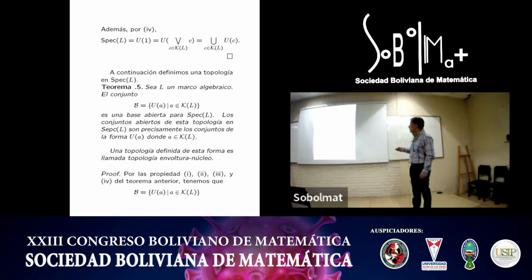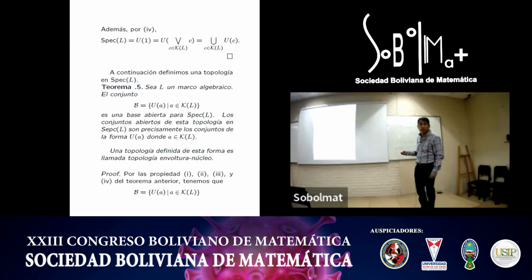And in fact, furthermore, más aún, the open sets of this topology are precisely the elements of this form. Los abiertos de la topología que estamos construyendo van a ser exactamente de la forma U de A. O sea, cualquier abierto del espacio X que estamos construyendo va a ser de la forma U de A para algún A compacto. Okay, and this topology is called the whole kernel topology. A esta topología se le llama la topología envoltura núcleo.